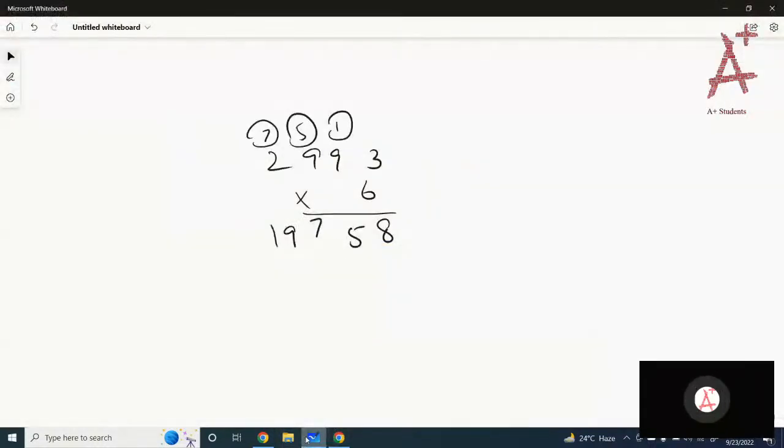Let me just confirm. 6 times 3 is 18, and you have to carry 1. 6 times 9 is 54, and 1 is 55. 6 times 9 is 54. Here you have 5. 6 times 2 is 12, and 5 is 17. It is 17,009. Wait, let me check.